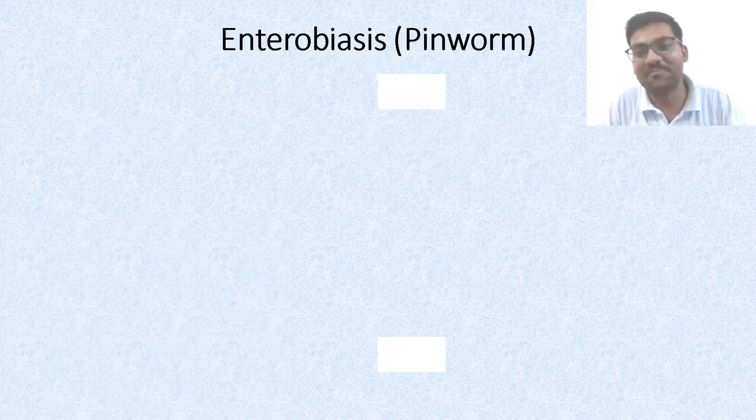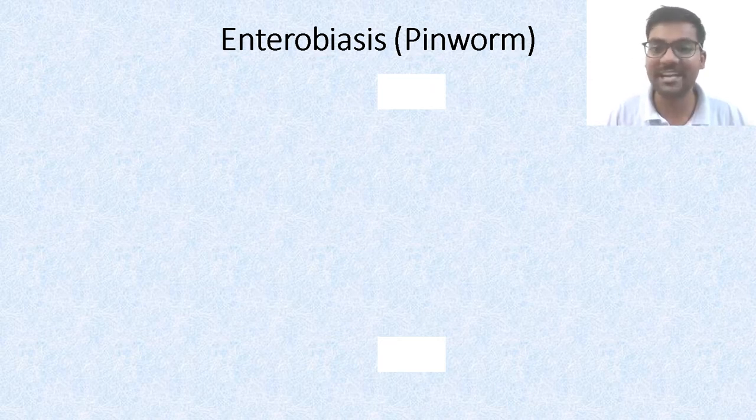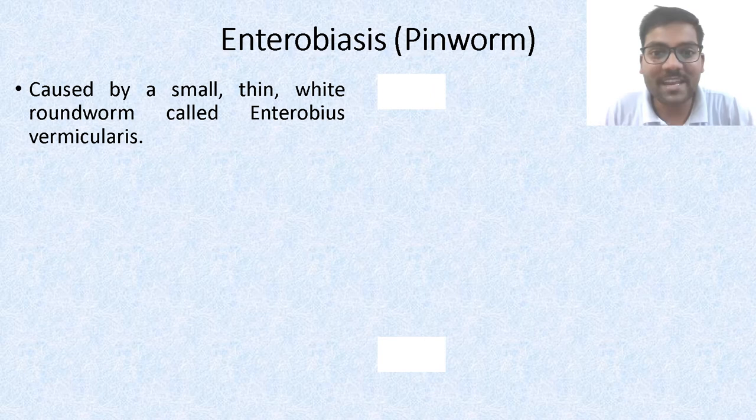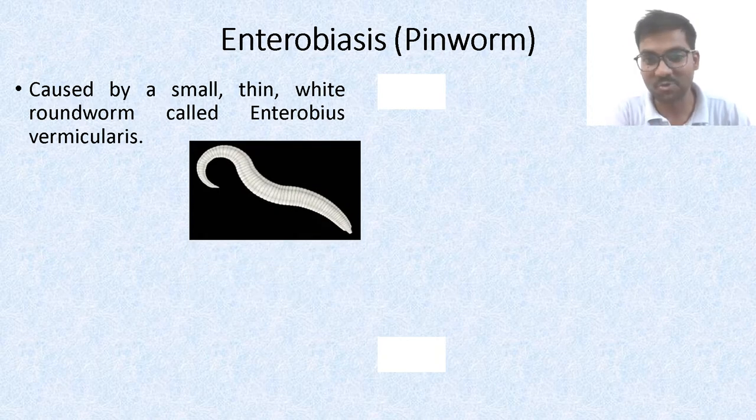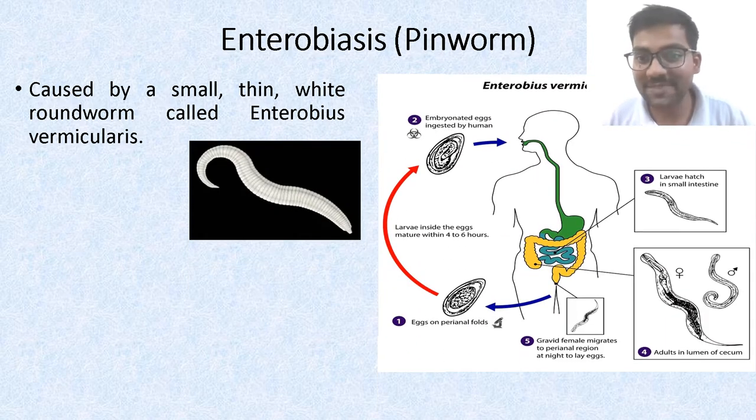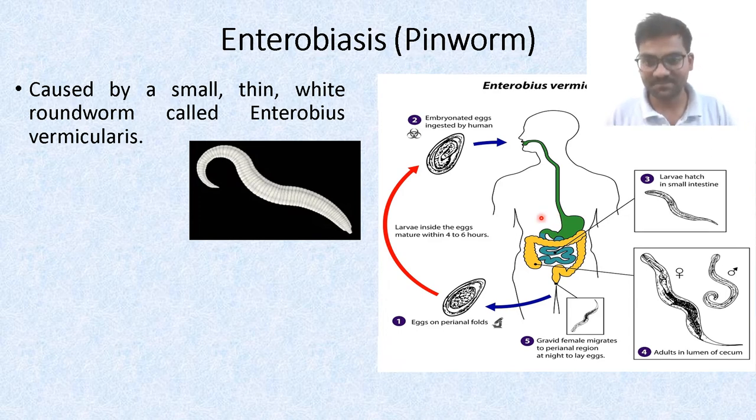Enterobiasis, pinworm, very important, the most common worm encountered in pediatric OPD for children. Caused by Enterobius vermicularis, thin, small, white, round. This is the diagram, look. What is the life cycle of pinworm? Suppose this is an infected child having pinworm in the GI tract. The child will pass eggs through stool, and where will this stool be passed? In open land, farming land, where there are vegetables and fruits.